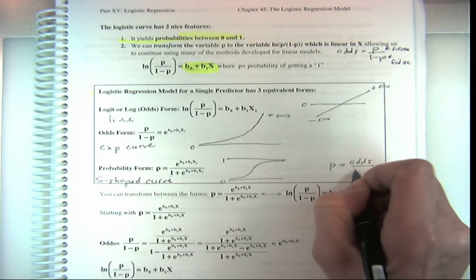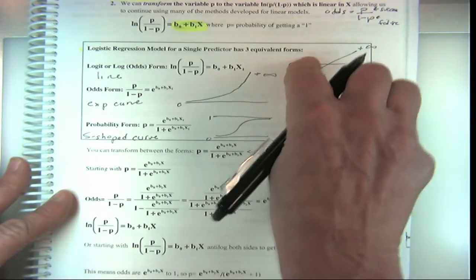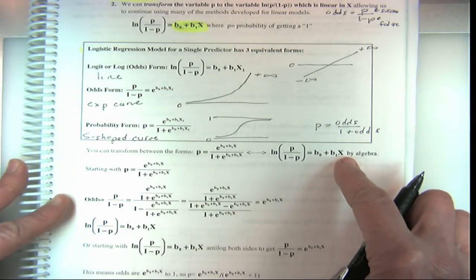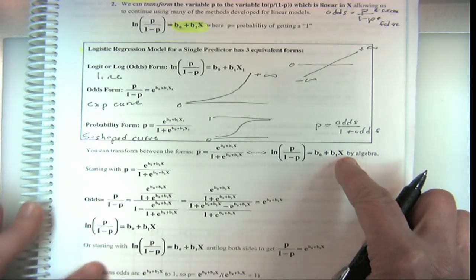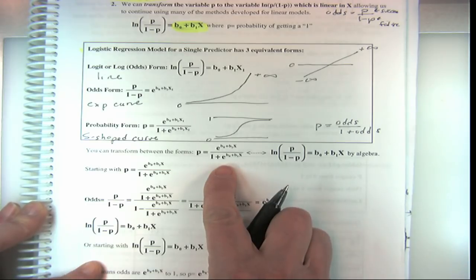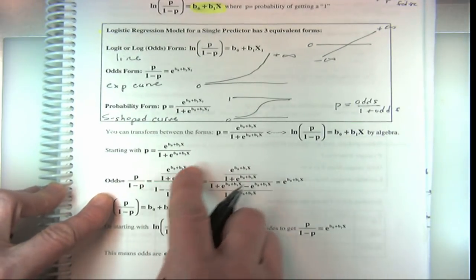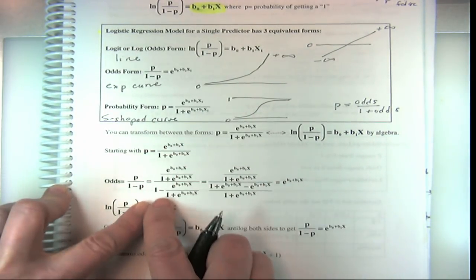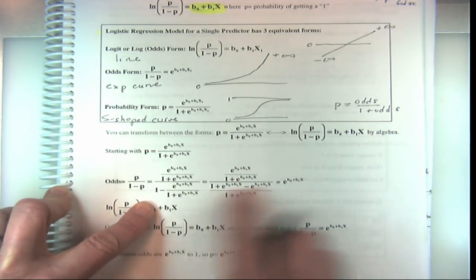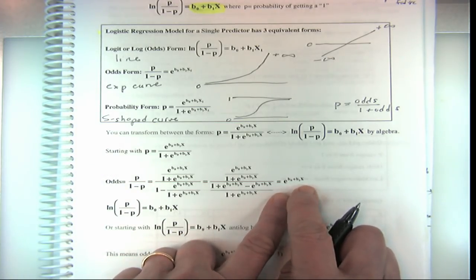So this odds right here is p over 1 minus p, and this probability is equal to the odds over 1 plus the odds. Okay, and so you can go back and forth between these 3 forms. If you start with this probability right here, then you could take the odds by taking this over 1 minus the same thing, and it simplifies to that, just like we said to the exponential curve.